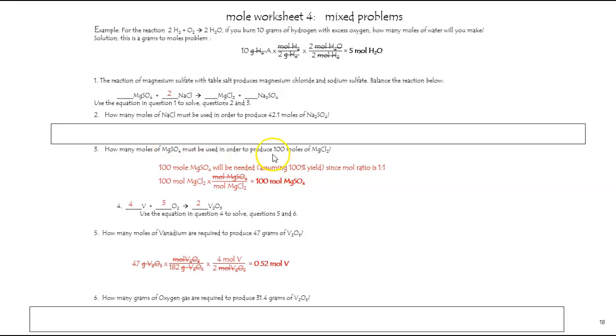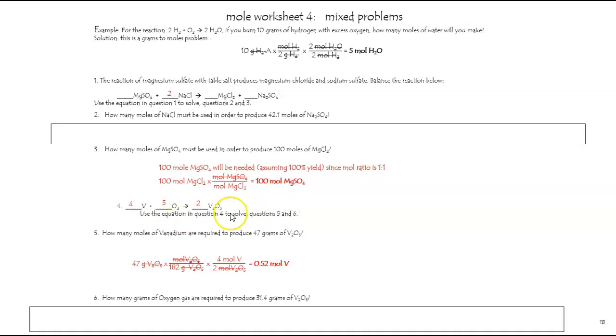Okay, start with what you're given. That's the 100 moles of magnesium chloride. And I notice there's just a 1 in front of that. And how many moles of magnesium sulfate do I need to start with? Yikes, it sounds like it's just the same number. So answer 100. You need 100 moles of magnesium sulfate to begin with. Nice and easy. Number 4 is done for you.